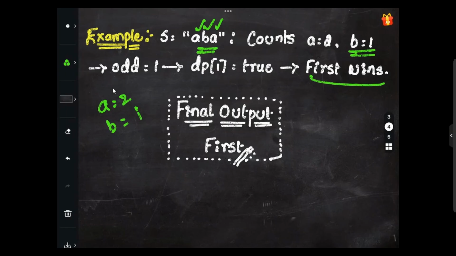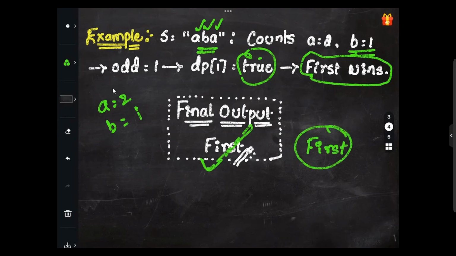So basically what happens, dp of 1 is true, so first one wins here in this case, accordingly with the approach that we discussed, right? So odd equals 1, that is b equals 1, a is even, a equals 2. We can directly go with dp of 1, initially dp of 0 and dp of 1 we have given true. Here first one directly wins basically, right? So the output that we have to return here is first.